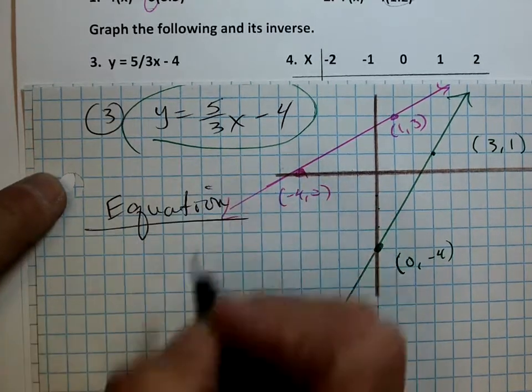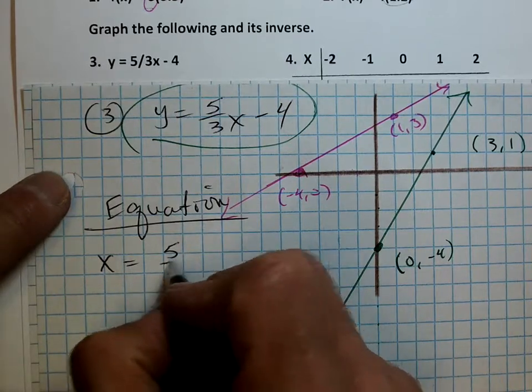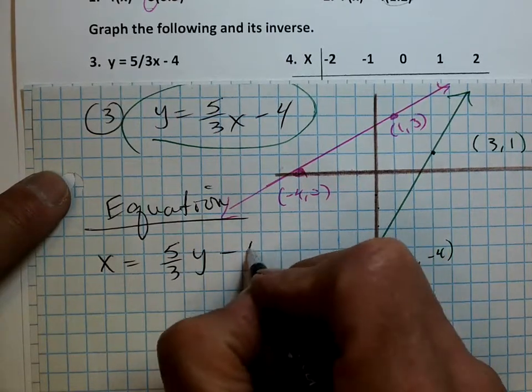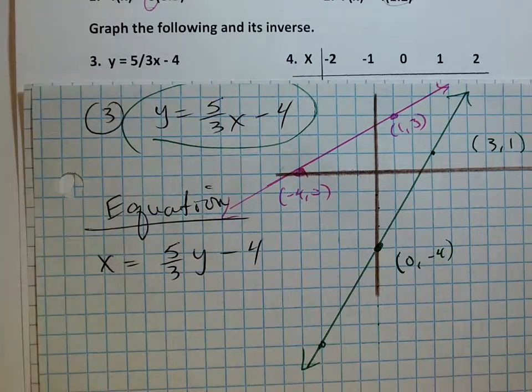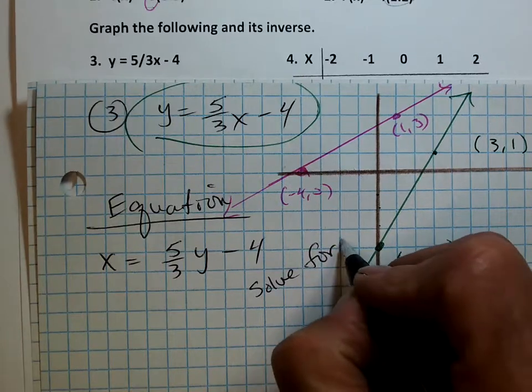We're going to switch the x and the y's. So we're going to go x equals 5/3 y minus 4, okay? But I want to solve for y, so it's in the correct form. So let's solve for y.